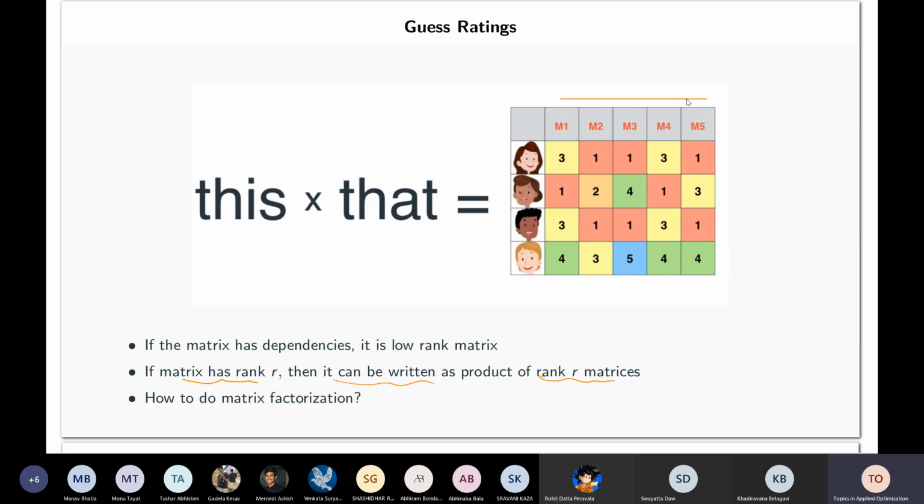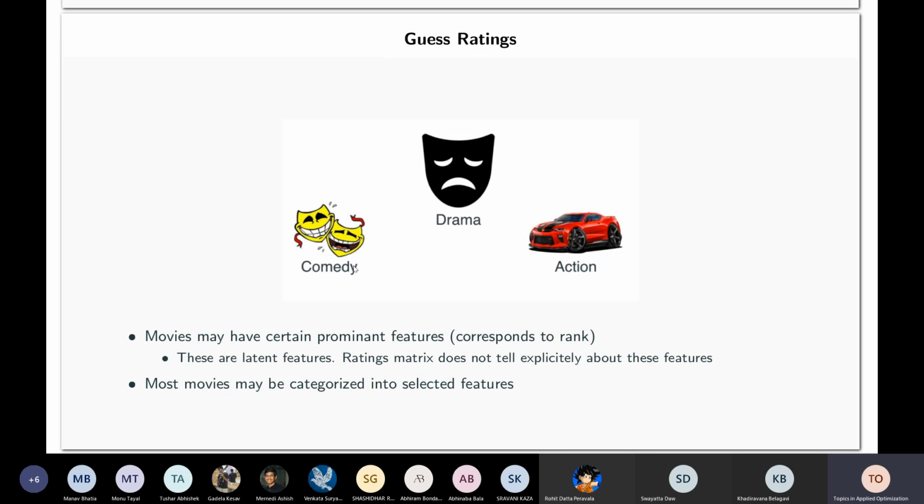People like movies based on certain features. Although movies may be all different, there are features that attract people to movies. So finding a low rank is like extracting some useful features. In this case, it could be comedy, action, drama, whatever. Intuitively, this is what it means. Movies may have certain prominent features like comedy, drama, and action, and these are the latent features. The latent features are the features that are hidden, that were not told to me in the data explicitly.